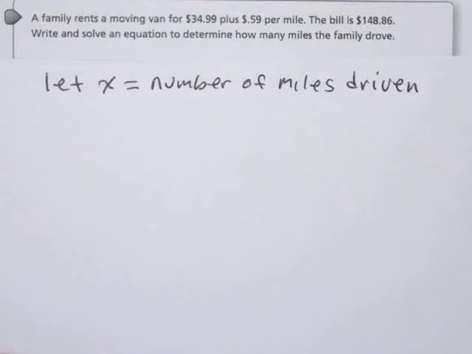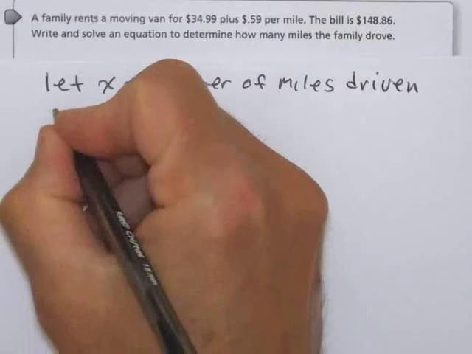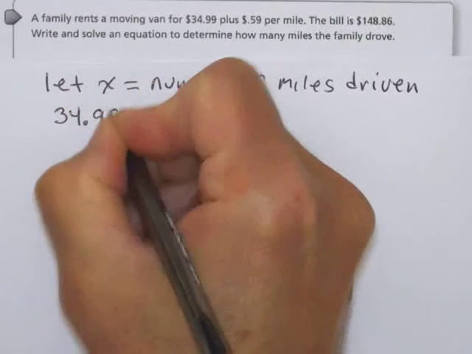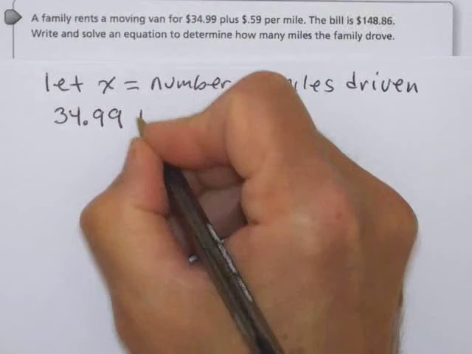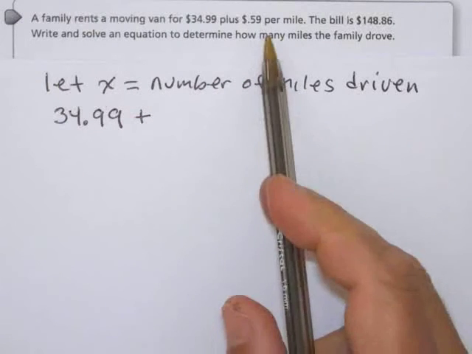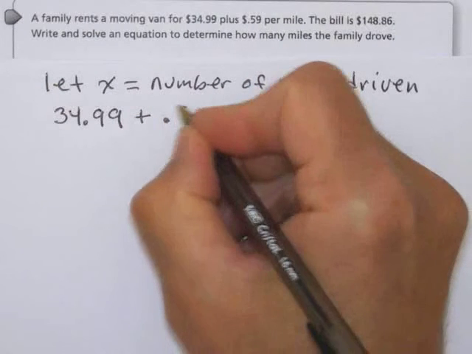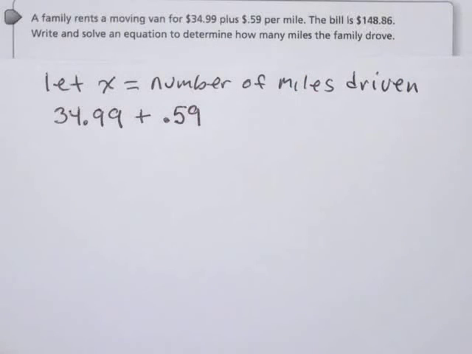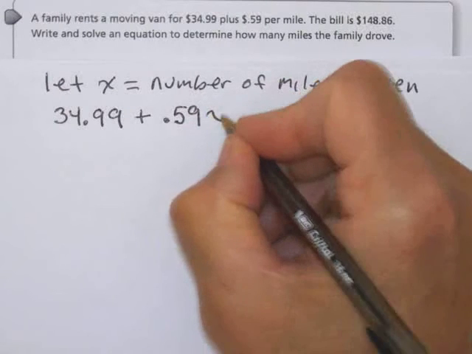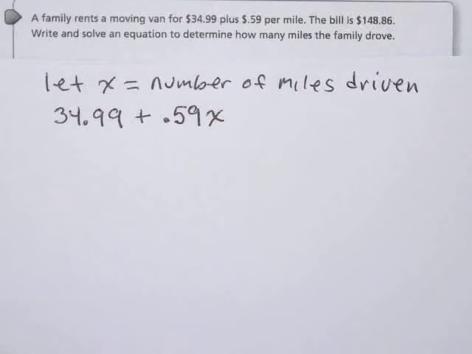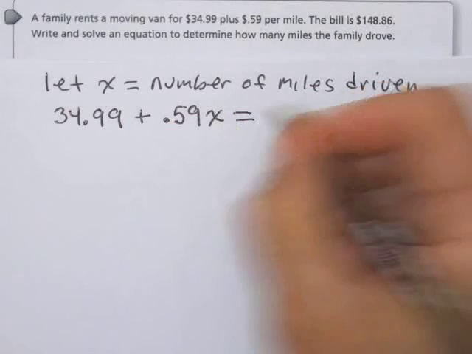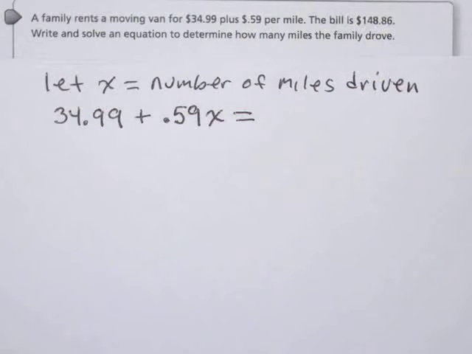Okay, so let's think about this. How does this work? Well, the way this rental works is that the family pays $34.99 plus, because wait, there's more, right? 59 cents per mile. So it's $34.99, and for every mile they drive this van, they have to pay 59 cents per mile. What we don't know is the number of miles driven. What we're told in this problem is that the bill, in other words, their total, is $148.86.